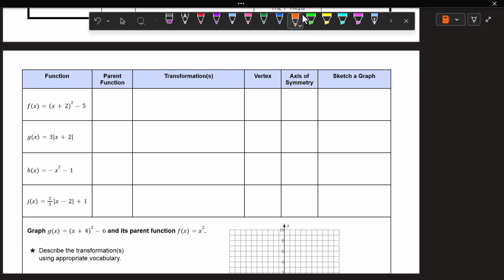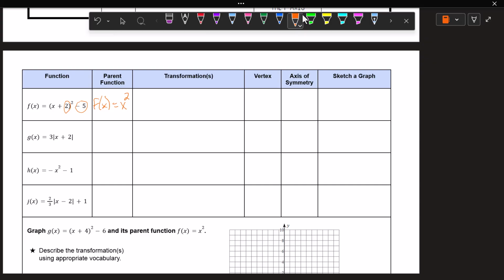So f of x equals (x plus 2) squared minus 5. So the parent function is our quadratic, f of x equals x squared. The only numbers we see are the exponents, and we have an x. So now the 2 told us something about our transformation, and the minus 5 did.